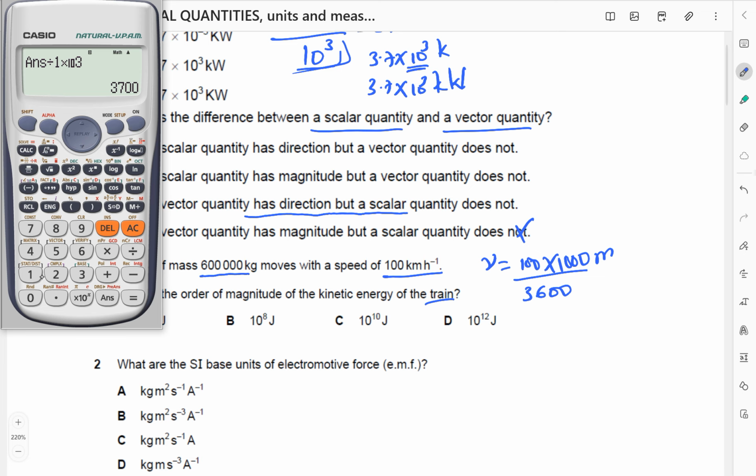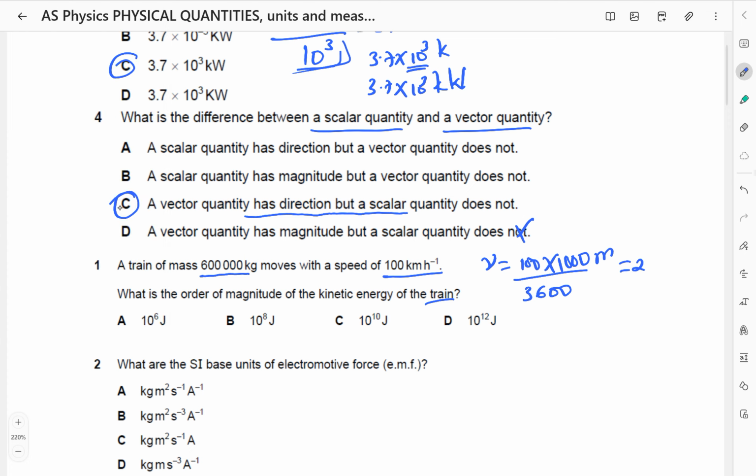So I'll check the speed. 100 times 1000 divided by 3600 is 27.8. 27.8 meters per second. That is the speed.